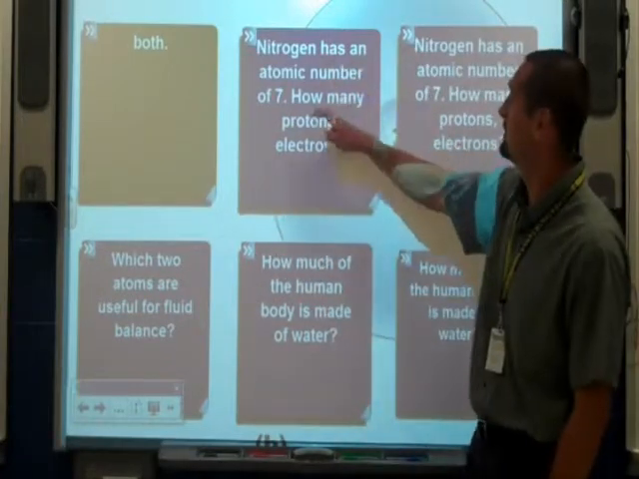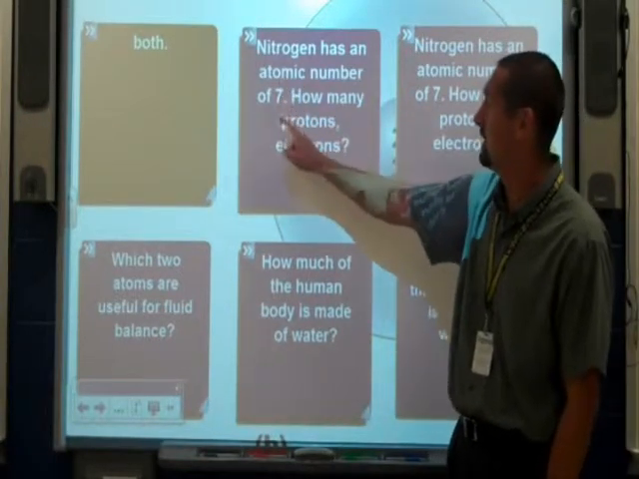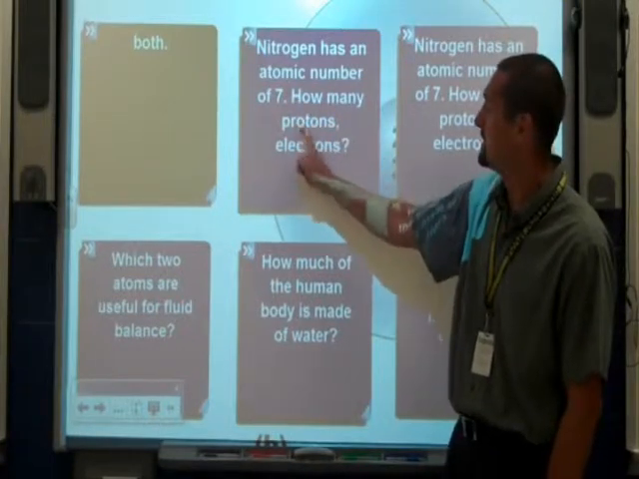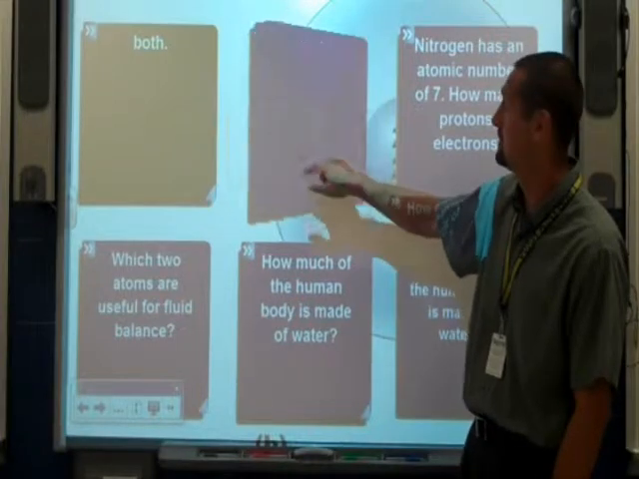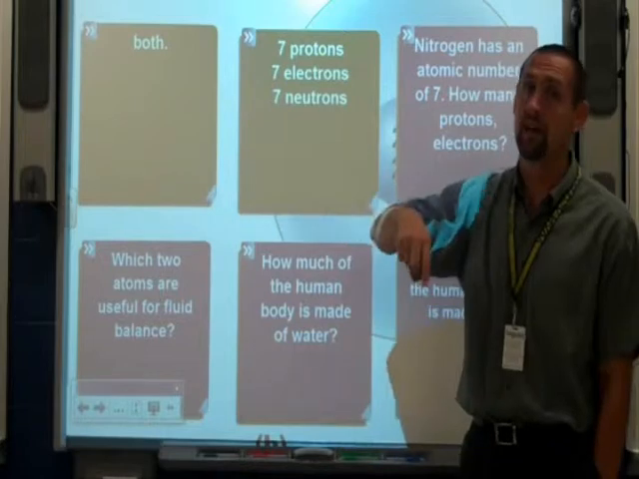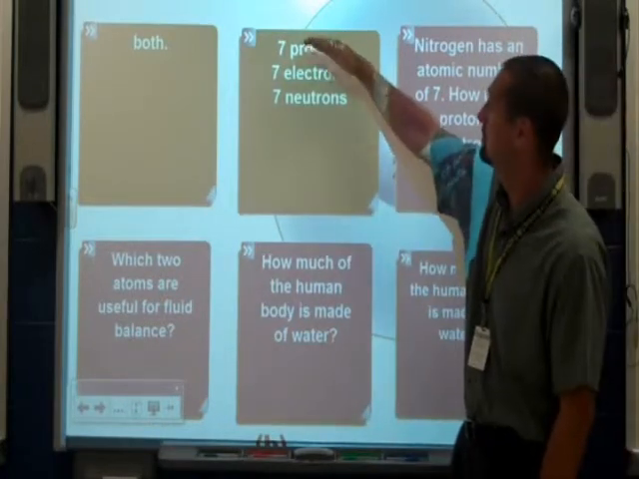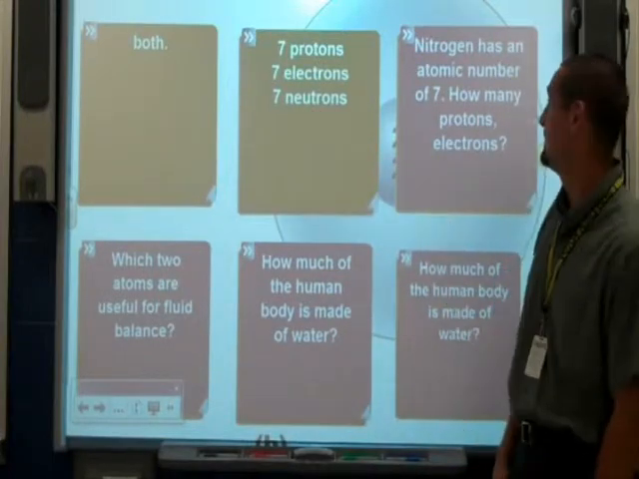Nitrogen has an atomic number of 7. How many protons and electrons? So if the atomic number is 7, that is the number of protons. If it has 7 positives, that means it must have 7 negatives to be neutral. We also know that the atomic weight is 14, so 7 protons plus 7 neutrons is 14.